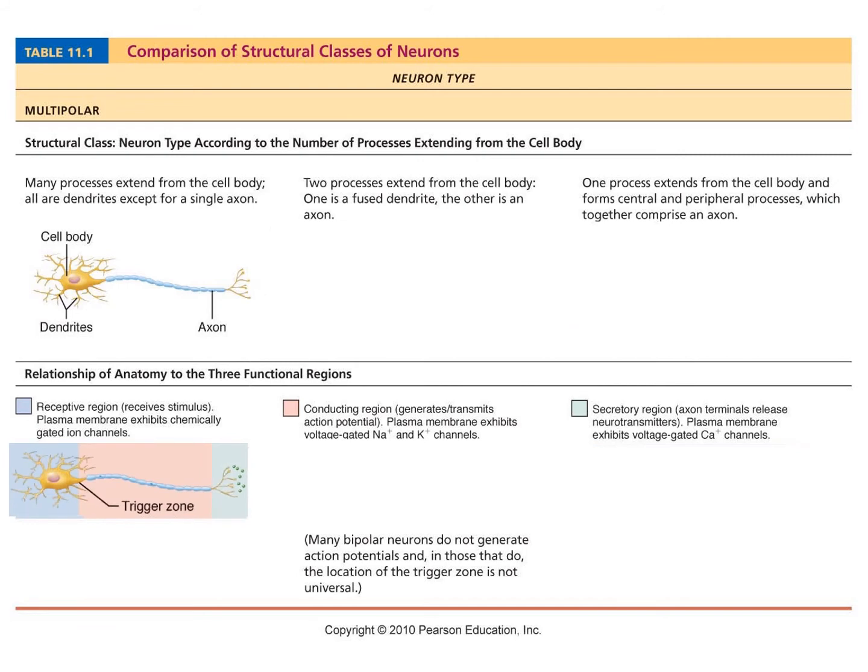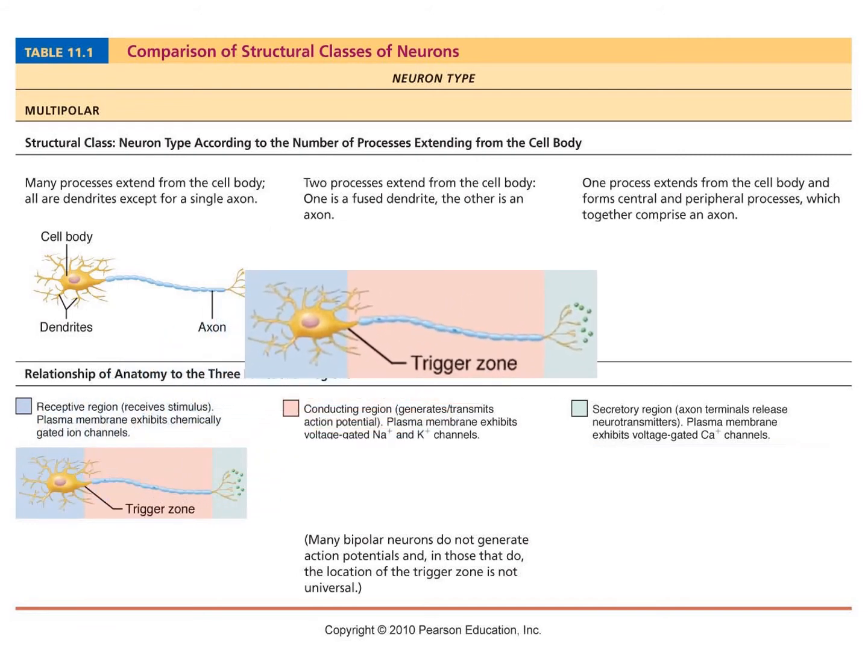If you take a look at the functional regions here, you can see that the dendrites and the cell body are actually what make up the receptive region, and it's the axon hillock and the axon which make up the conducting region. So the blue portion here is where you're receiving the chemical signal, where you have those chemically gated ion channels that can actually respond to the chemical signal. The pink area is where you generate and transmit an action potential. So this is where you have membrane proteins that can generate and transmit electrical signals.